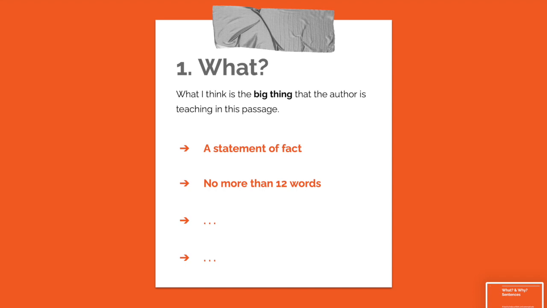Right, so what is a what sentence? It is essentially what you think the big thing is that the author is teaching in this passage. Now, there might be lots of things that the author says in the passage, particularly if it's a longer one, and the author might be wanting to teach lots of different ideas, and you might be able to see lots of different ideas, but this tool helps us to focus down on what you think is the big thing that the author is teaching.